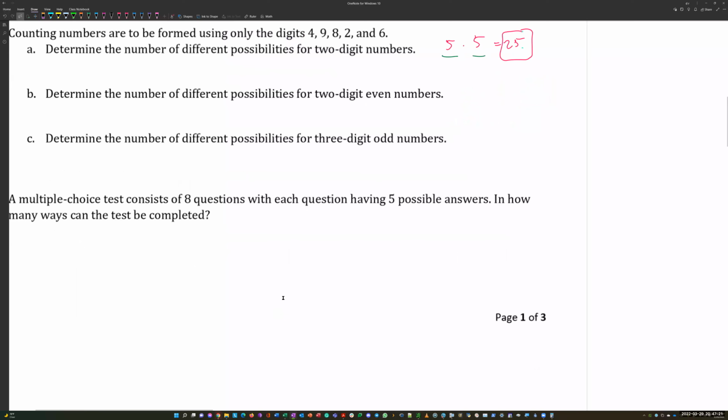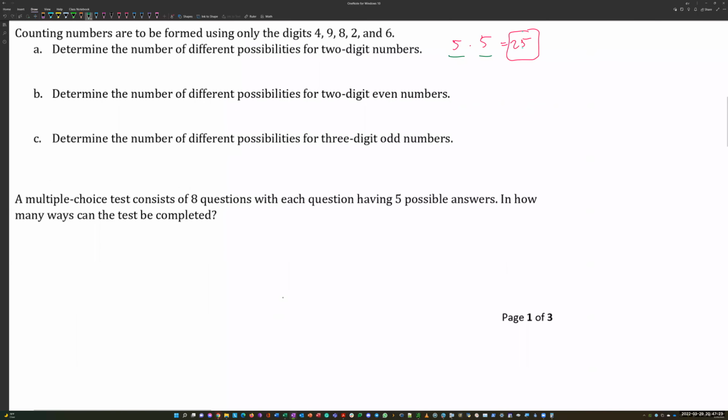What about B? Now I think you should be able to do this one. Oh, even numbers? All right, 2-digit even numbers? It's 4. 4 for what? 4 for even numbers, you're saying? Even numbers, yes. All right, let's start with that, okay?